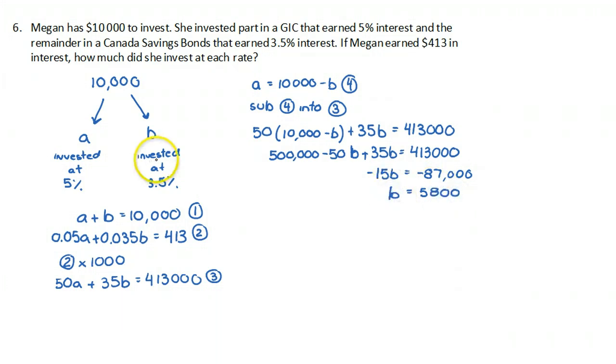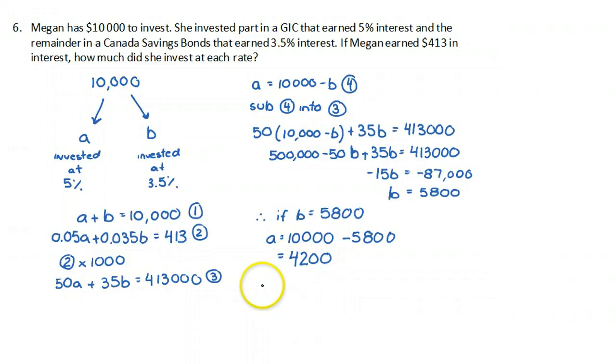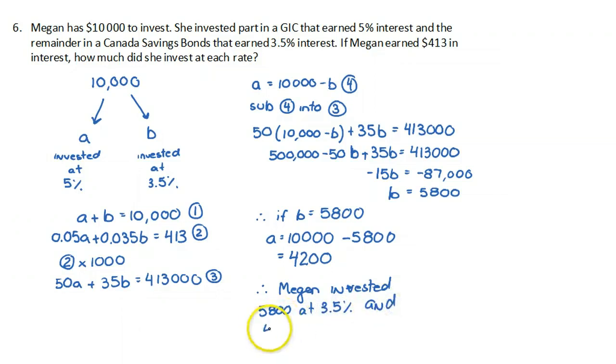So therefore, if B is equal to 5,800, A is going to be 10,000 minus 5,800, which is going to give me, I believe, 4,200. So therefore, Megan invested $5,800 at 3.5% and $4,200 at 5%.